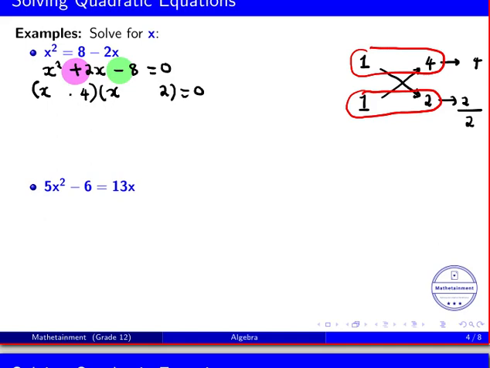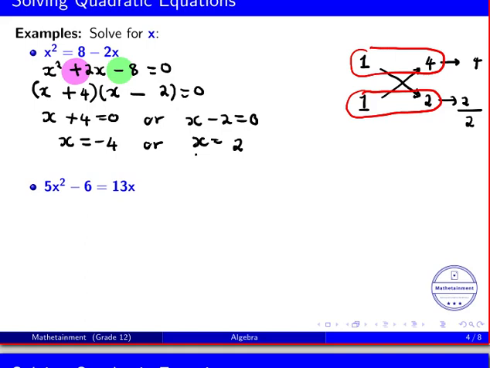And in this case, the pink sign is positive, hence 4 deserves the positive and 2 must be negative. Now, since that factorized version, that product, is equal to 0, it means at least one of the factors must be equal to 0. That is, either x plus 4 is equal to 0 or x minus 2 is equal to 0. This implies that x is equal to negative 4 or x is equal to positive 2.